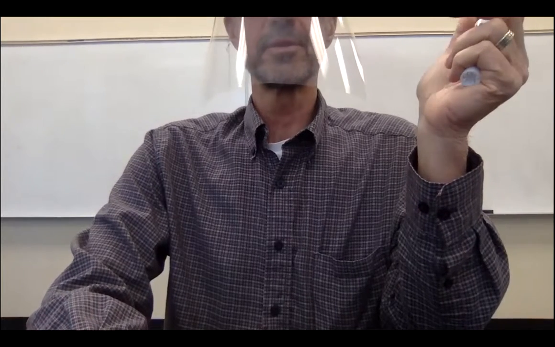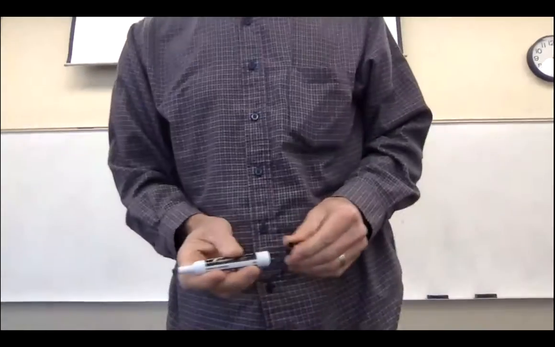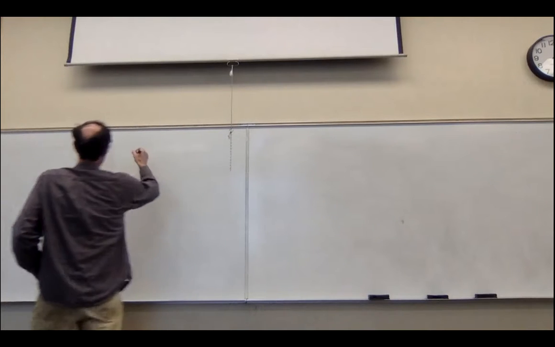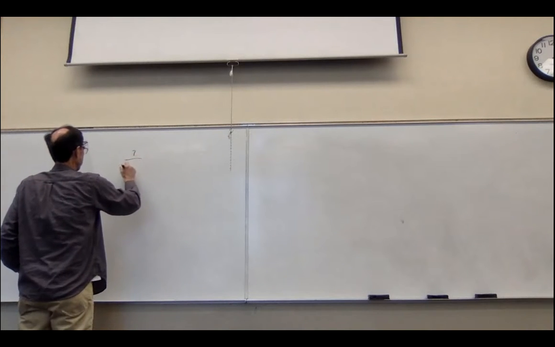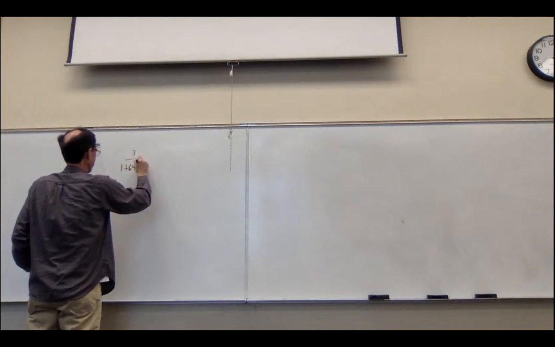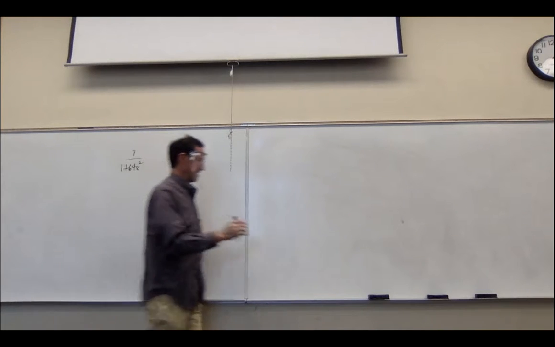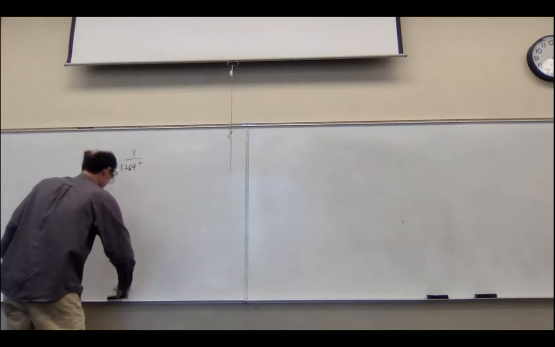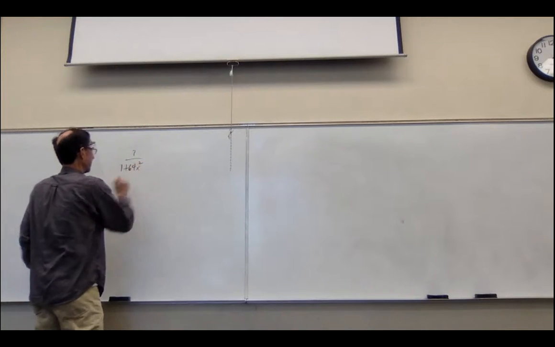Number one, Julian. 7/(1 + 64x^2). That's the problem I got. You probably got a different one. That's not it. Okay.